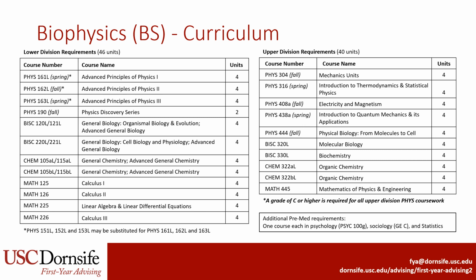Next is the biophysics major, which is a Bachelor of Science degree. This is a popular degree for pre-health students. The major requires 3 semesters of physics, the 2-unit seminar, plus 2 semesters of general biology and chemistry, as well as calculus 3 and linear algebra.